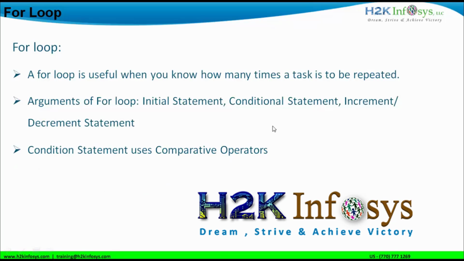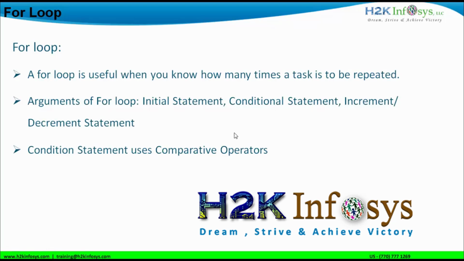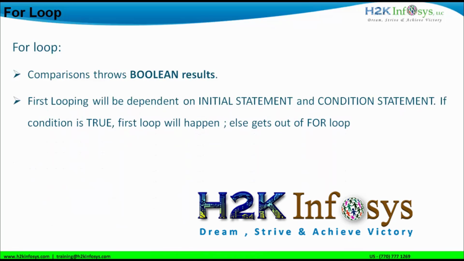Now, the condition statement that we use in the for loop, which is nothing but the second argument of a for loop, will use comparative operators, and comparative operators, as we have seen earlier, use the concept of Boolean results. The comparison throws you a Boolean result, and if the Boolean result is true, we know that the loopings will happen. If the Boolean result is false, the compiler will terminate the for loop.